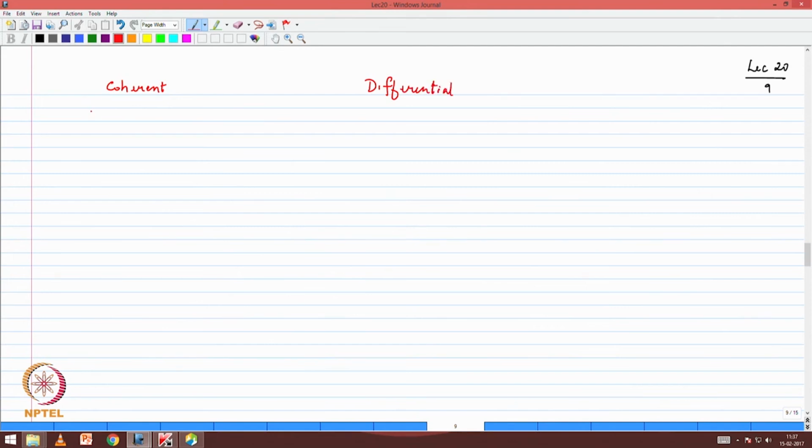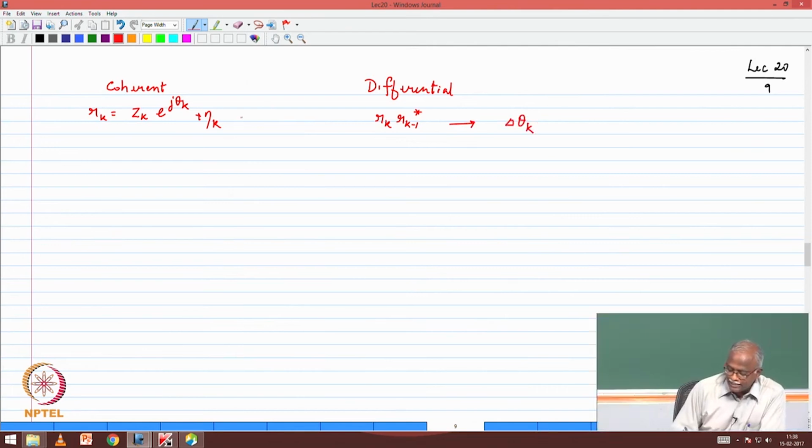Okay, this one would be Rk is equal to Zk e power j theta k plus eta k. This one I will do Rk minus 1 conjugate, and again based on that I will get an estimation of delta theta k, which is of interest to me. In this case, the decision that I need to make is on what is theta k. So that's the process that we are going to follow.